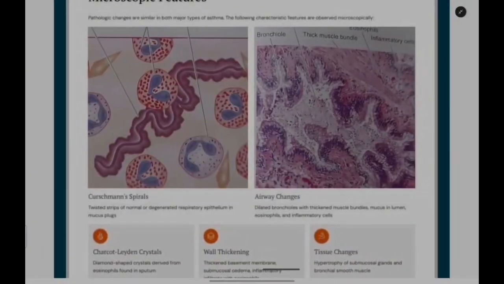Let's see histopathological changes. We can see Curschmann spirals. These are twisted strips of normal or degenerated respiratory epithelium in mucus plugs.